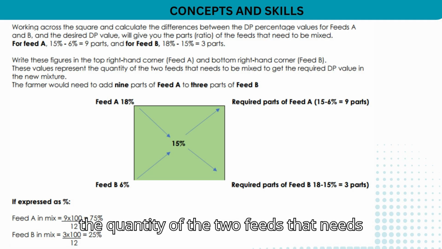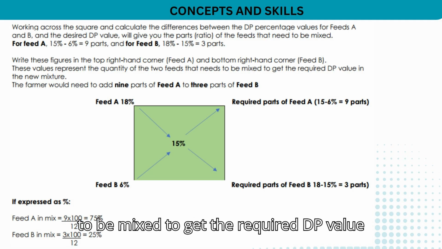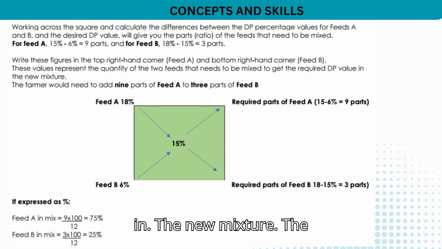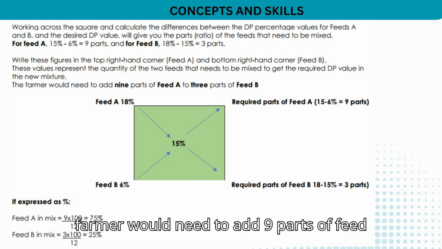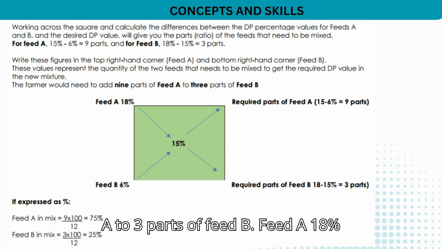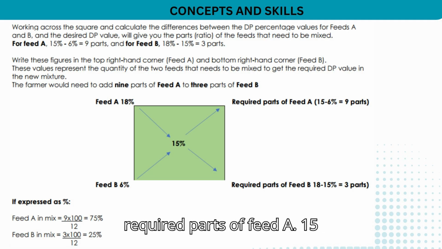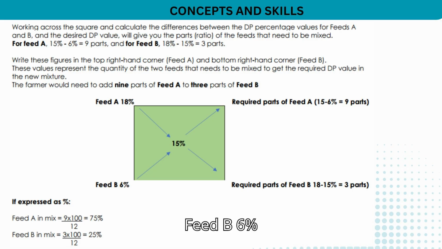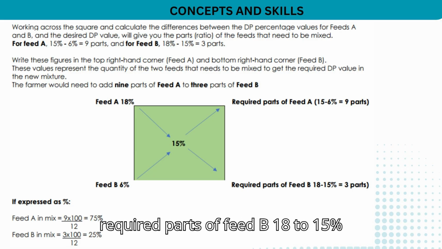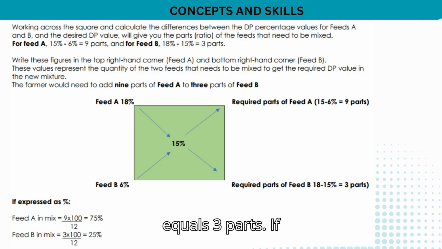These values represent the quantity of the two feeds that needs to be mixed to get the required DP value in the new mixture. The farmer would need to add 9 parts of feed A to 3 parts of feed B. Feed A 18%, required parts of feed A, 15 to 6% equals 9 parts. Feed B 6%, required parts of feed B, 18 to 15% equals 3 parts. If expressed as percent.